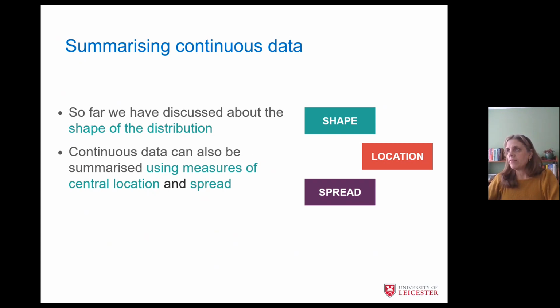When we're summarising continuous data, we're thinking about two things. First of all, we're thinking about the location of the data. And then we're also thinking about the spread of the data. And I'll talk about both those in a bit more detail so you can understand what I mean.